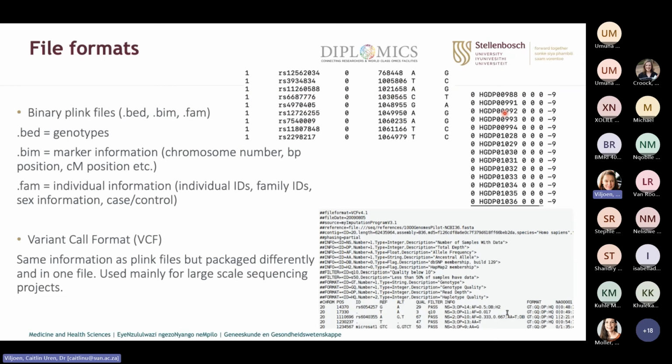Okay, so we're moving to a bit more practical aspects. During the workshop, we will be working with a few files. The two main file formats that we will be using are binary plink files. So you'll see that the file extensions at the end will end in .bed, .bim, and .fam. These three files are generally used for housing genotyping data.